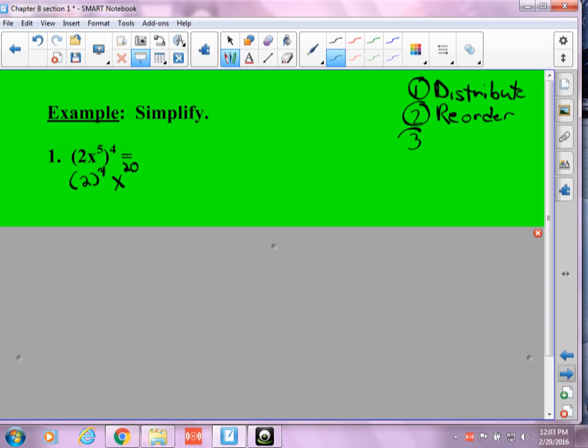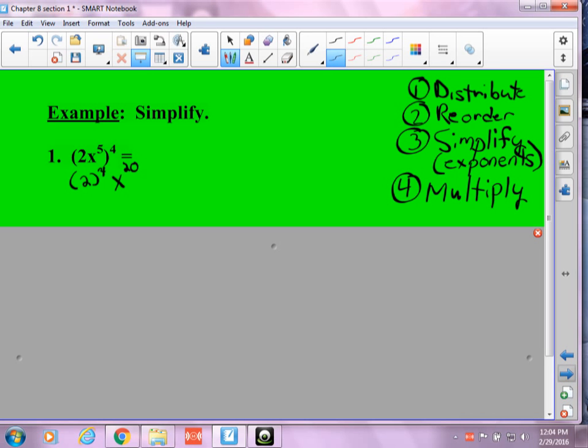Number 3, I want you to simplify with the exponents. Right? And it doesn't really pertain to this problem, but it will be coming up. And then number 4, I want you to multiply.